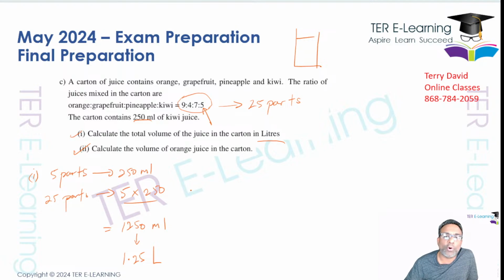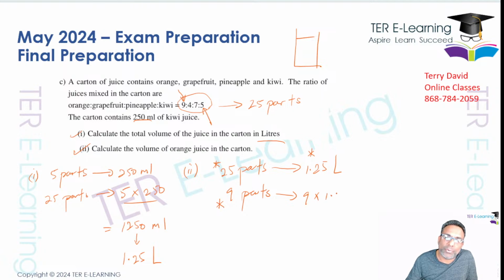And the second part, calculate the volume of orange juice in the carton. In this case, the ratio for orange is the first one, so that's 9 parts. We already know that 25 parts, as a full amount of juice here, is equal to 1.25 liters. So if I want to work out the orange juice, which is 9 parts, think of it as cross multiplying. This number multiplied by 1.25 divided by this. So that's 9 by 1.25 all over 25, and you're going to get 0.45 liters. Or if they wanted it in milliliters, because they didn't specify here, it's going to be 450 milliliters.